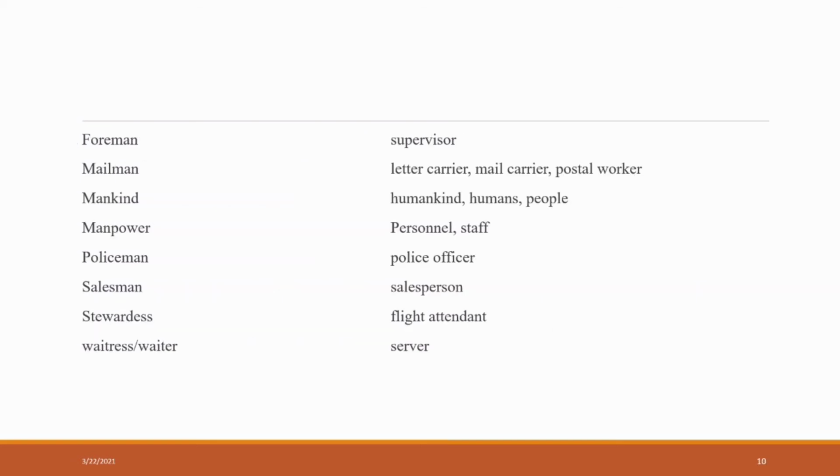Foreman, supervisor; mailman, letter carrier, mail carrier, postal worker; mankind, humankind, humans, people; manpower, personnel, staff; policeman, police officer; salesman, salesperson; stewardess, flight attendant; waiter, server.